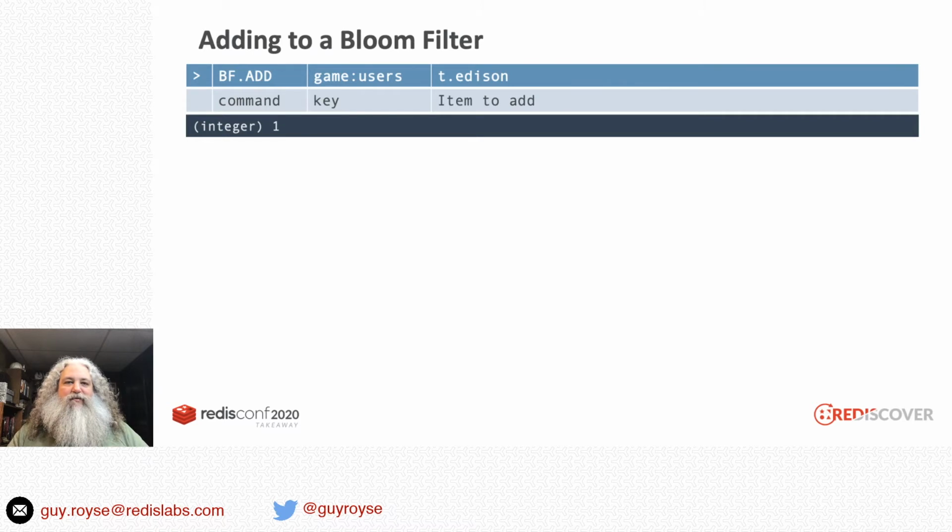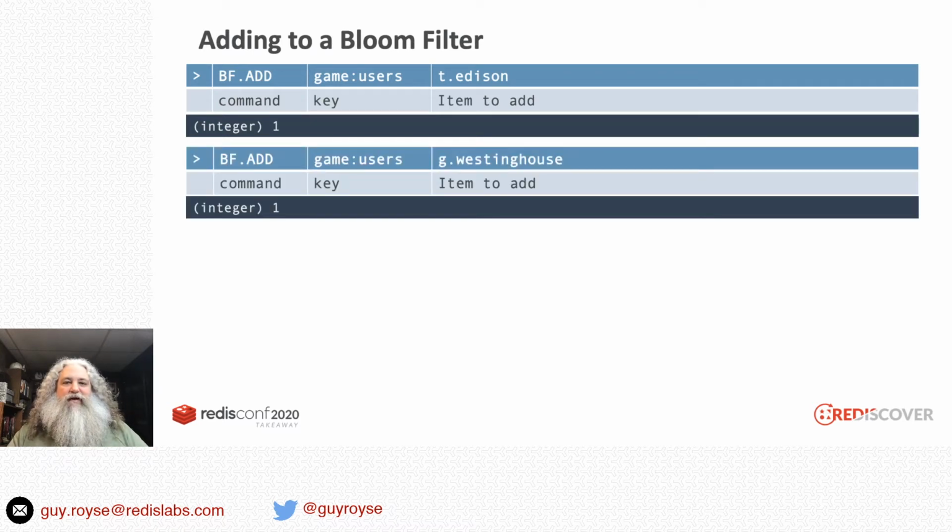And we're going to add some users. Here we're adding T. Edison, and it returns a 1. Here we add G. Westinghouse, also returning a 1. I think they're playing a game called Power Grid.